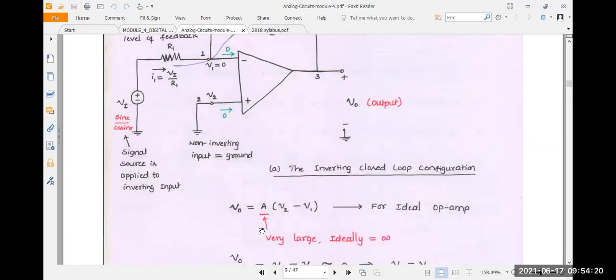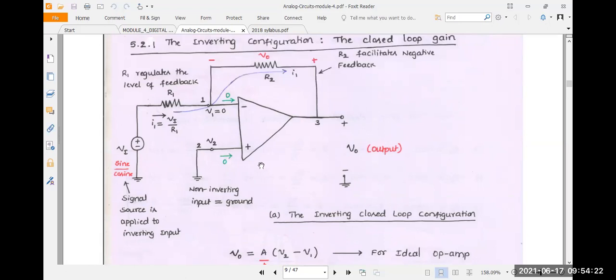Next we'll start with the derivation. First you have to write the circuit diagram. Based on the circuit diagram, you have to write the equations step by step. First you find the output voltage. We want to find V0 for the closed loop op-amp. So take the V0 equation now.